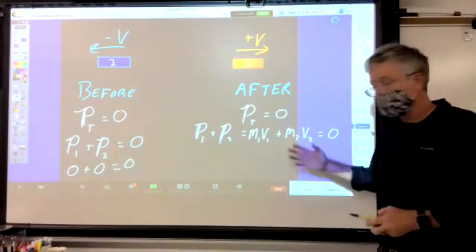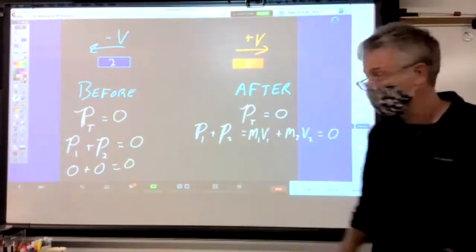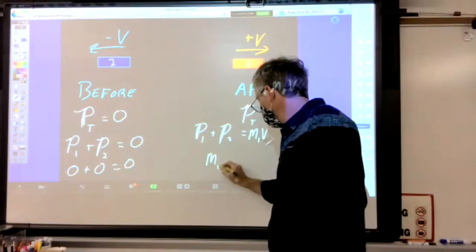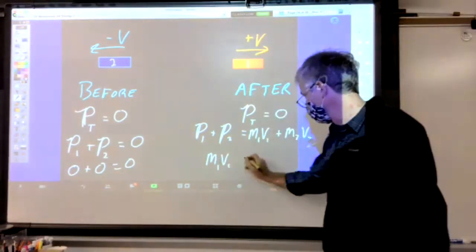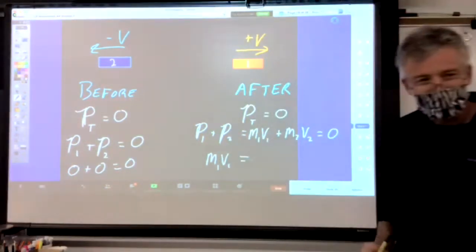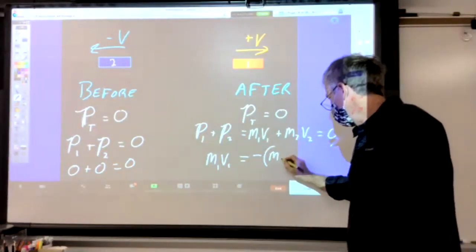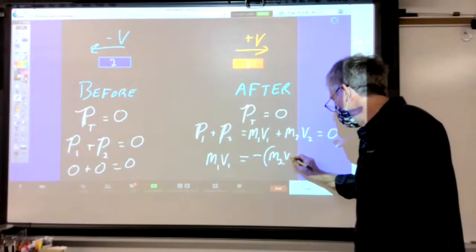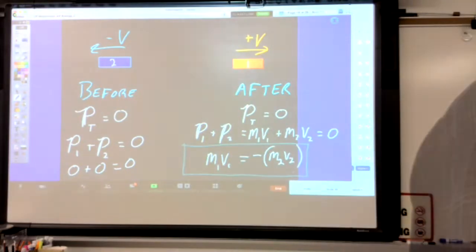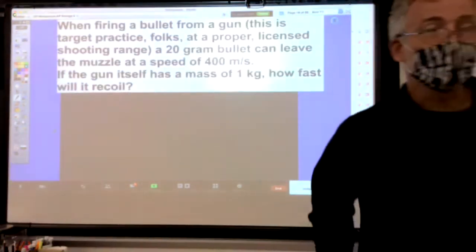So what this is in short saying is no matter what, whatever the momentum of cart 1 is, m1v1, it has to be equal to the opposite of whatever the momentum of cart 2 is, m2v2. So let's do a sample here.